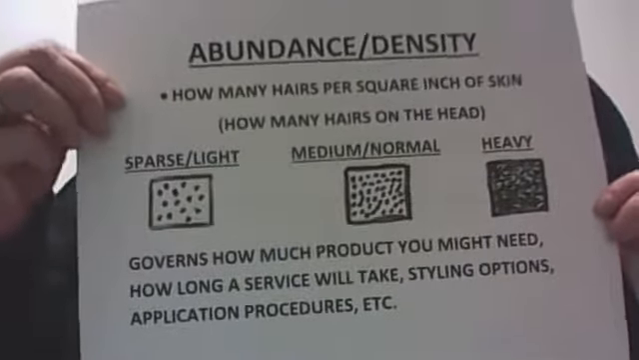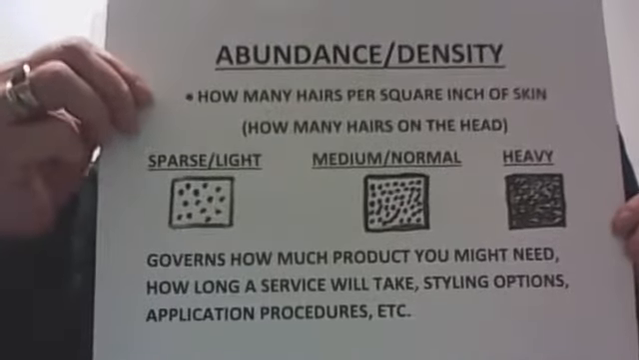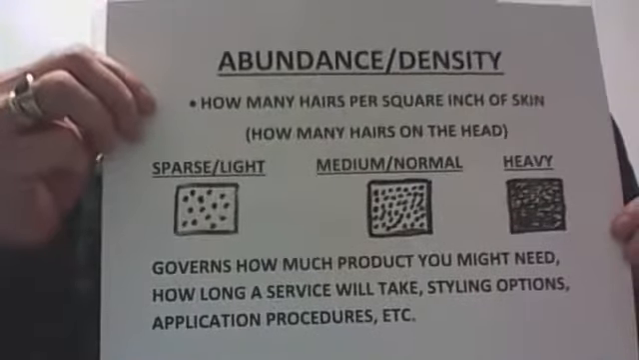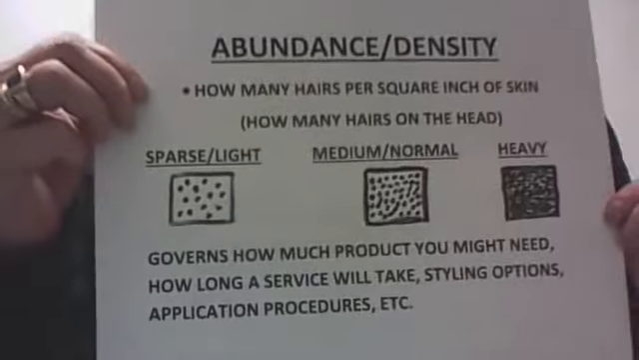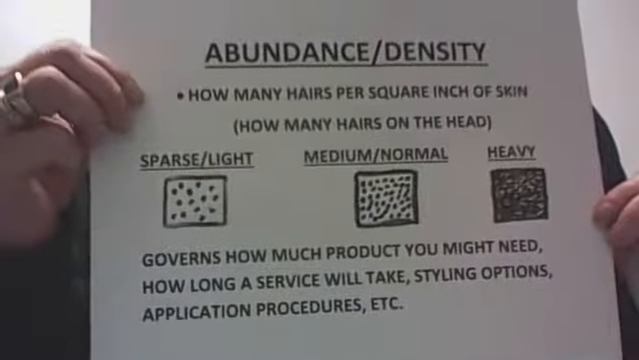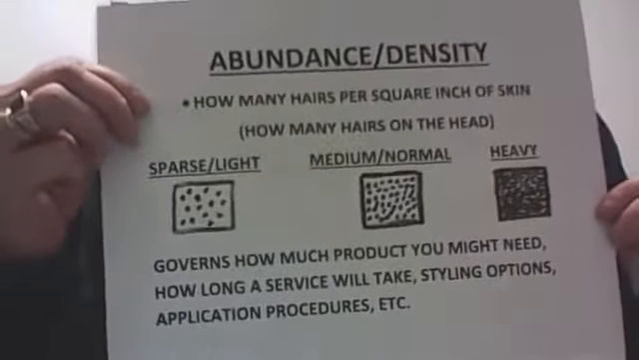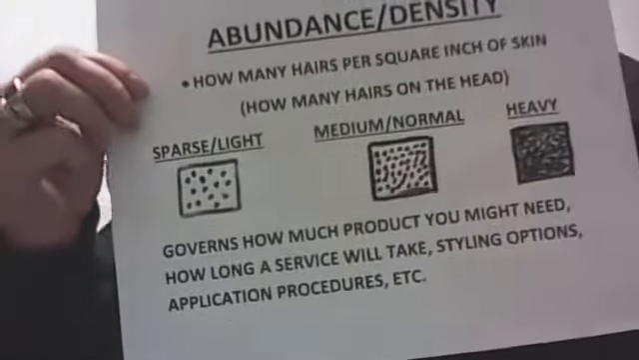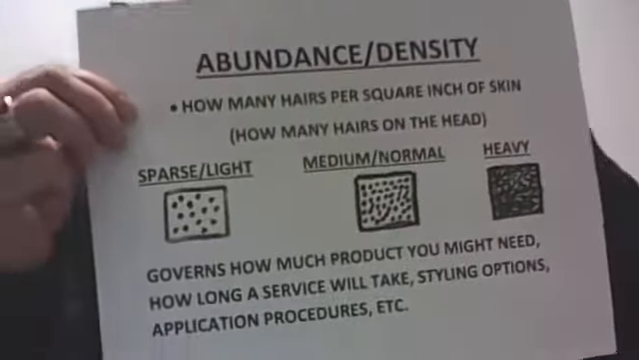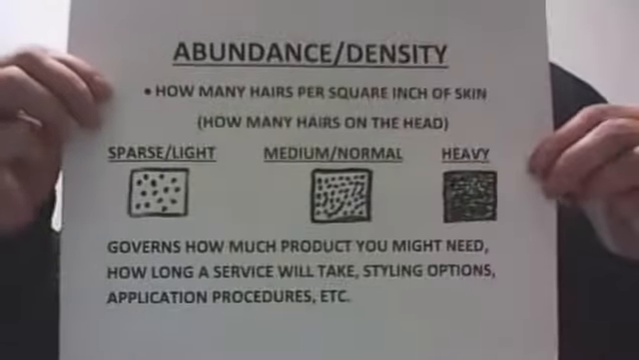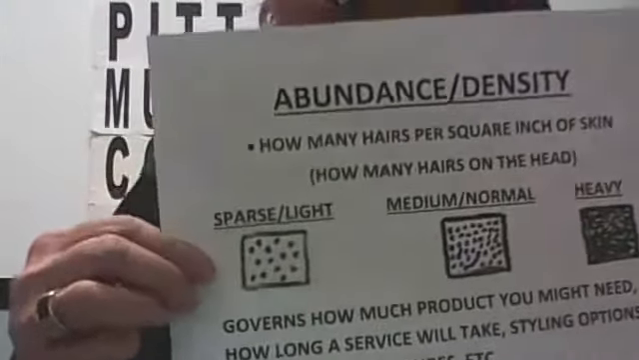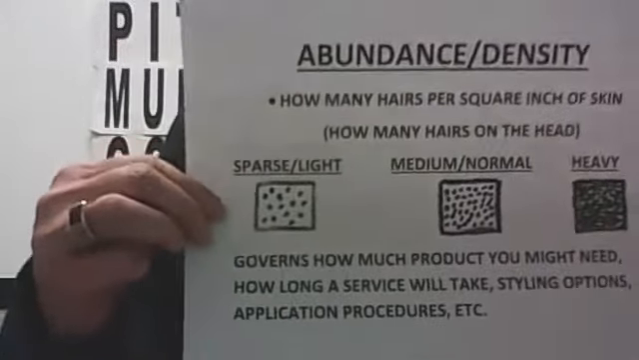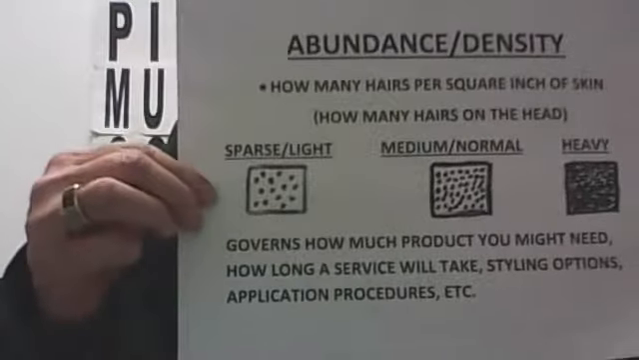You can see on the sparse and light one that you can see in between each hair. So somebody who has sparse or light hair, when you look through the top of their head, you can see through it. You can see their scalp without even moving their hair. That's a sparse or a light abundance. Medium or normal, it means that when you part their hair, you can see their scalp pretty easily, but there's still a lot of abundance of hair, and that's normal. Heavy on the other hand is when, if you've ever put water on somebody's head or your own head and you can't feel it yet, you probably have a heavy abundance.